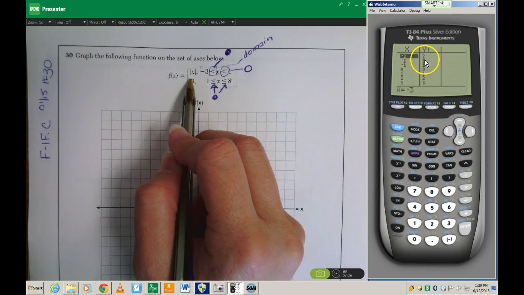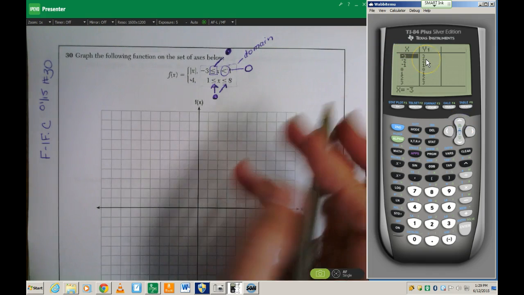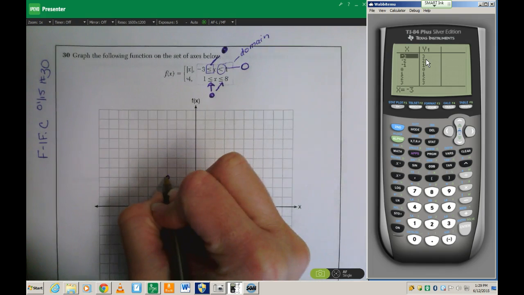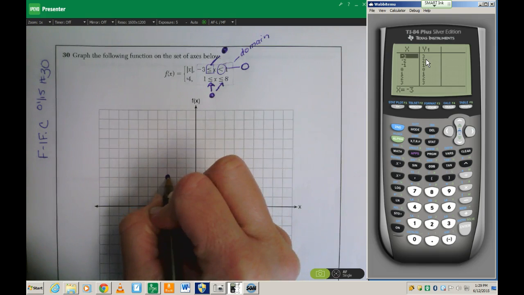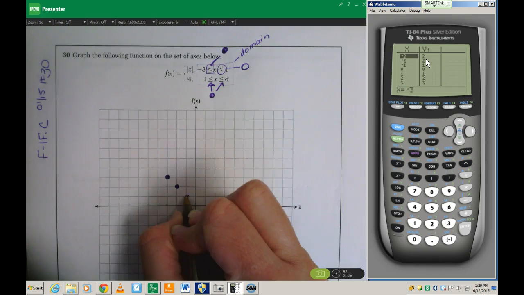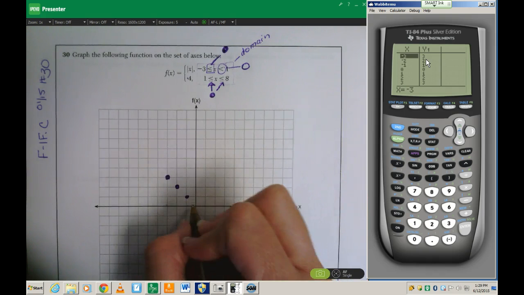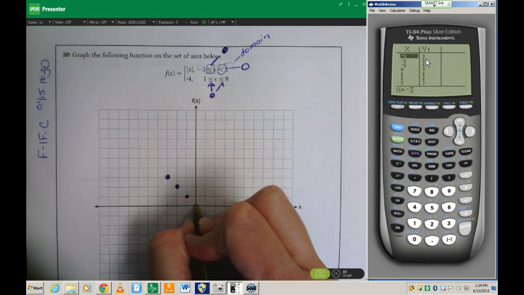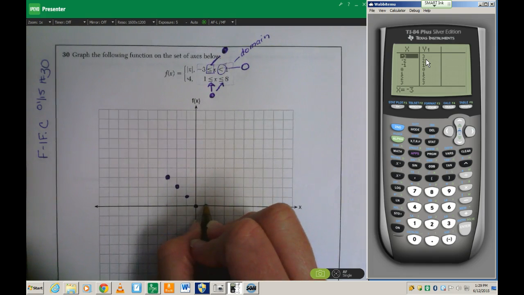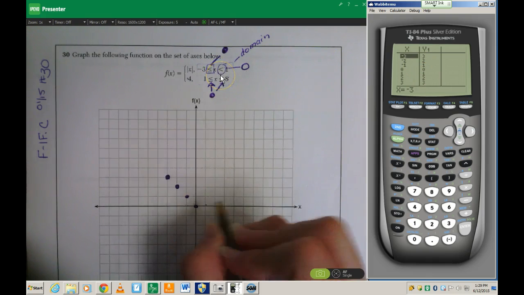At negative 3, my y value is at 3. So I'm going to go over to negative 3 and go up to 3. At negative 2, my y value is at positive 2. At negative 1, it's at positive 1. At 0, it's at 0. Now look at this. My y value at 1 is going to be 1, but I'm going to draw an open circle because it doesn't say or equal to.